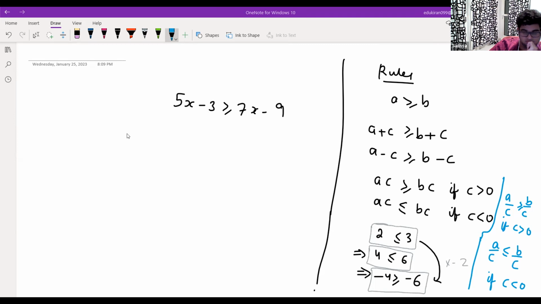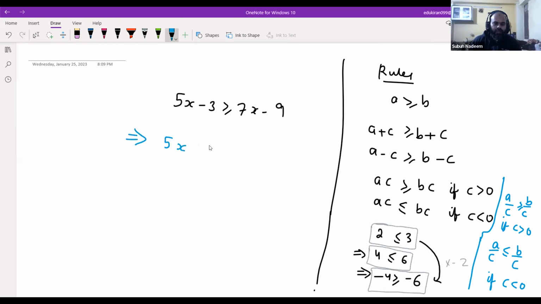Okay. So here the next step would be 5x minus 3 minus 7x plus 9. What we are actually doing is subtracting 7x and adding 9. Similarly, on the right hand side, we'll subtract 7x and add 9. So it will cancel, it will also cancel, and you will get 5x minus 7x, minus 2x, plus 9 minus 3, 6 greater than equal to 0.